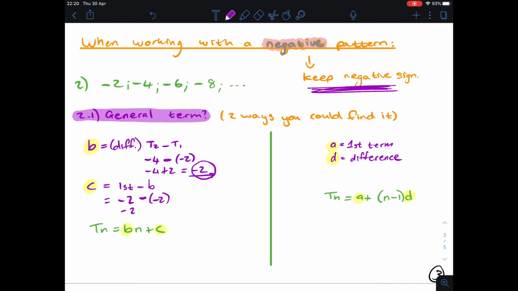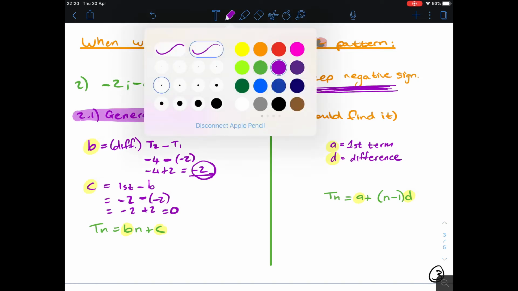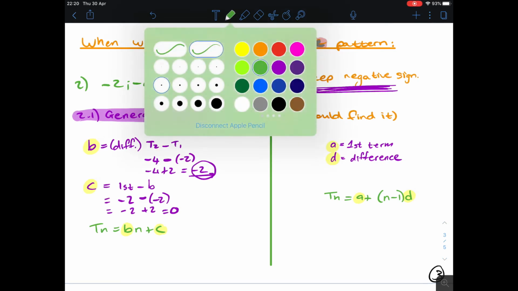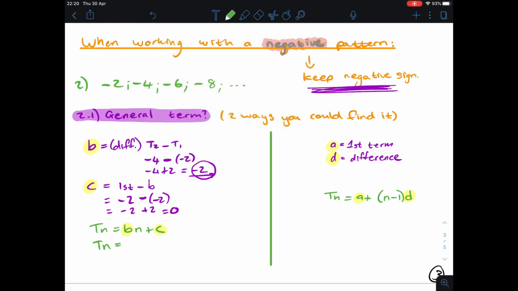Then -2 plus 2 is equal to 0. So my C value is 0. So it's not necessary to keep it there if it's 0. So let's now write down my formula. So Tn is equal to -2n plus 0. Now because it's plus 0, it doesn't matter, so I can actually get rid of that. And then my answer is Tn equals -2n, and that's my rule.